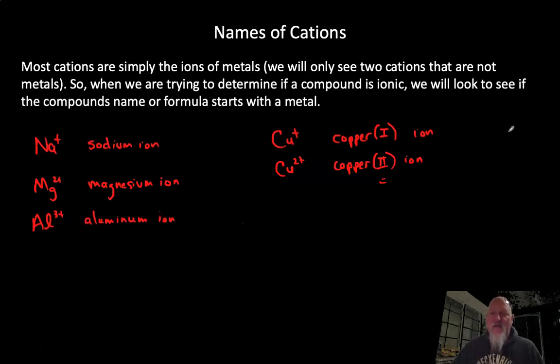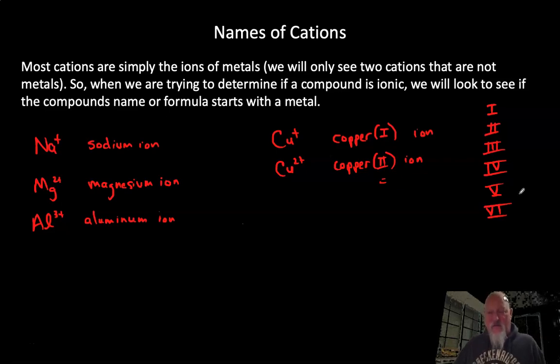So if you haven't used Roman numerals before, they're fairly straightforward. I is 1, II is 2, III is 3, IV is 4, V is 5, and then VI is 6, VII is 7, and so on.